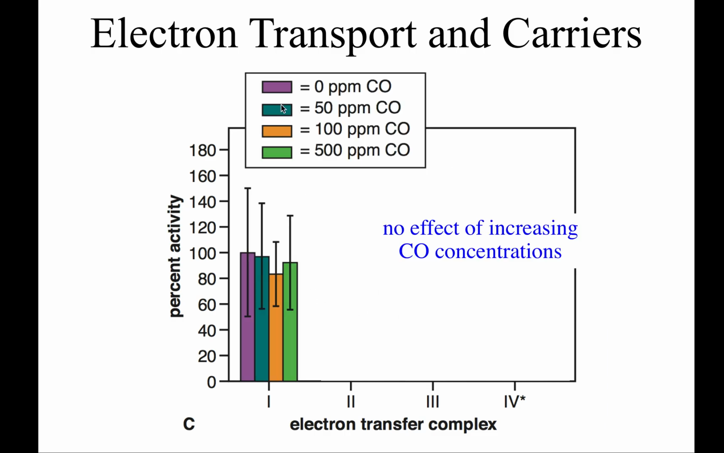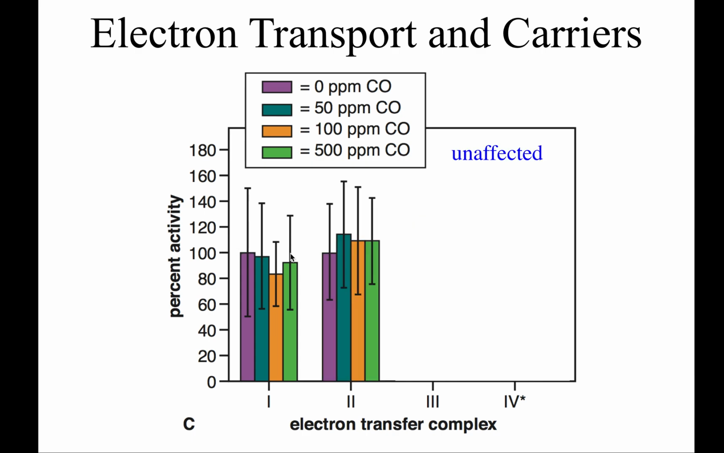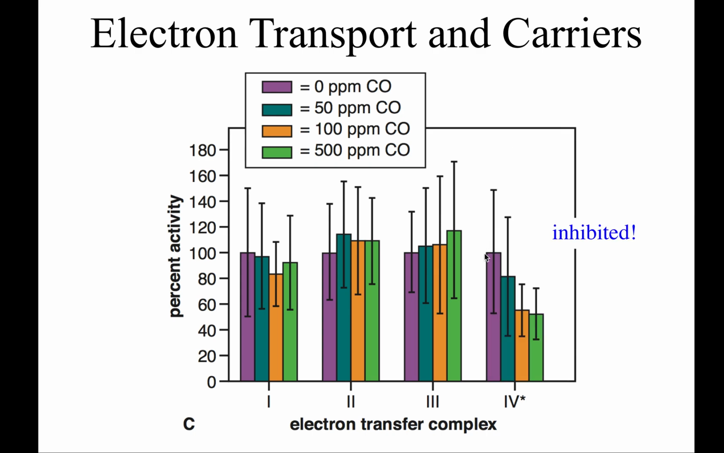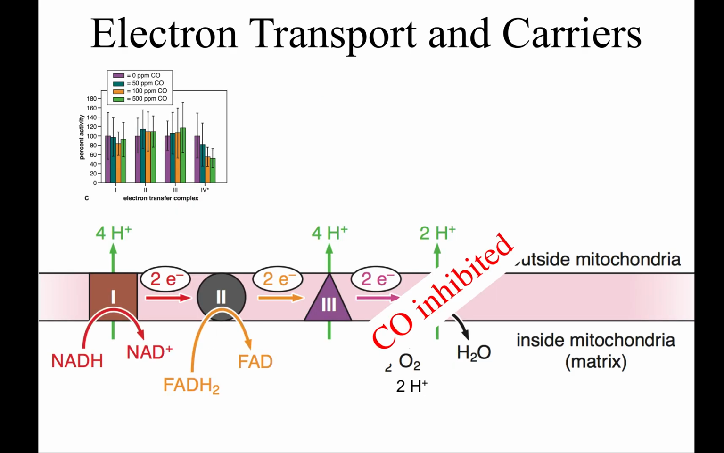Well, if you add carbon monoxide to complex 1, electron carrier 1, not much happens. It's still close to 100% of its activity. Same with complex 2, same with complex 3. But in complex 4, you see activity goes way down as you add carbon monoxide. So complex 4 is where electron transport stops if carbon monoxide is there. And this is how carbon monoxide kills you: it binds to complex 4.